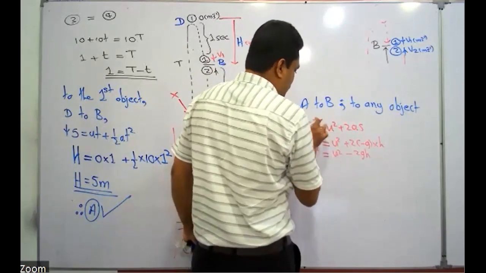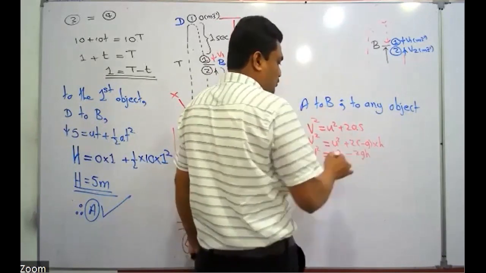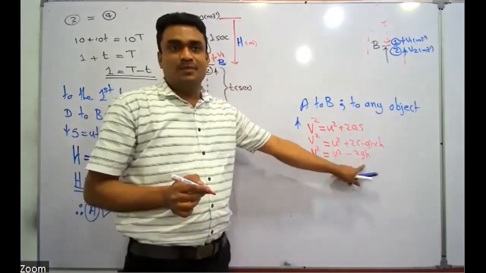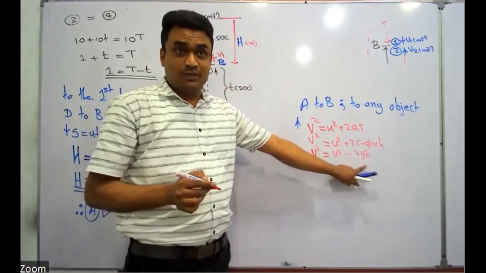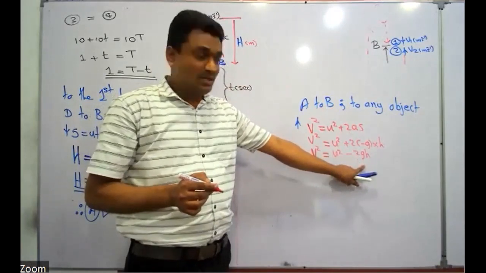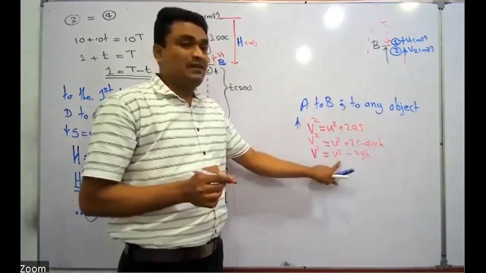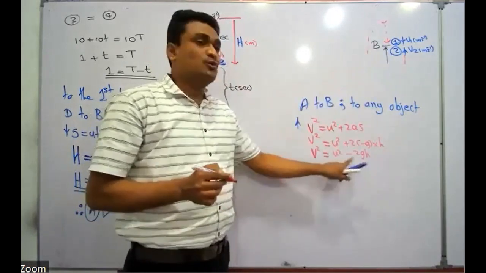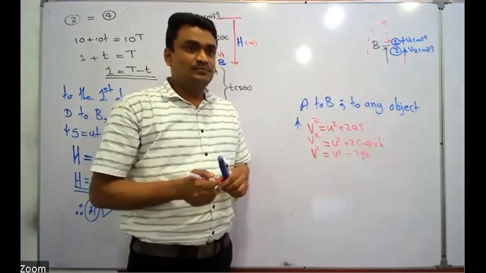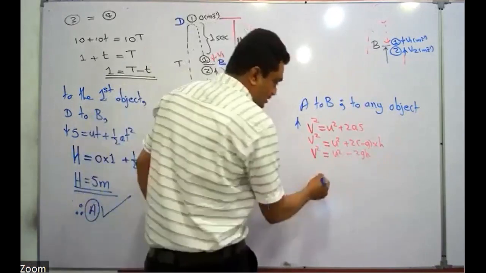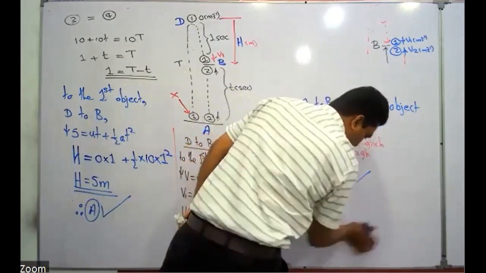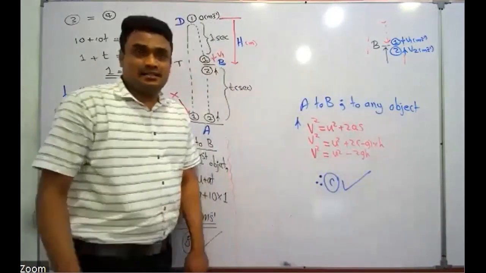Am I right? If you apply v squared equals u squared plus 2as, the v is the same when h is the same. They meet at the same height. Therefore, the height for the two objects is the same. Whatever the value of u, whatever the value of T, v squared is u squared minus 2gh. Therefore, C is correct. So all statements A, B, C are correct.